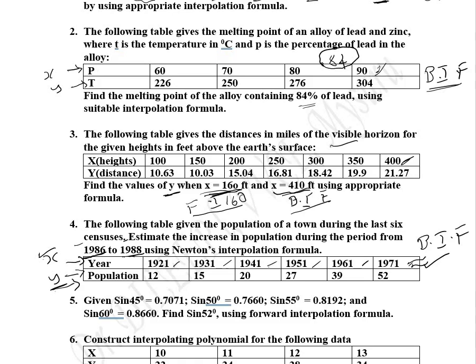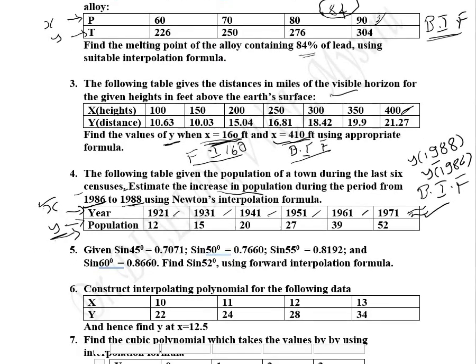After finding this, we need to find the difference between y of 1988 minus y of 1986. The population in the year 1988 minus the population in the year 1986. That gives the increase in population between these 2 years. Is that clear? For both procedures, we are going to use backward interpolation because both are nearer to xn.